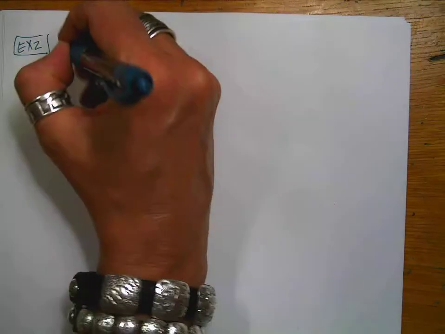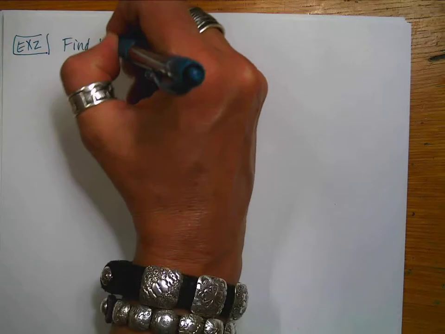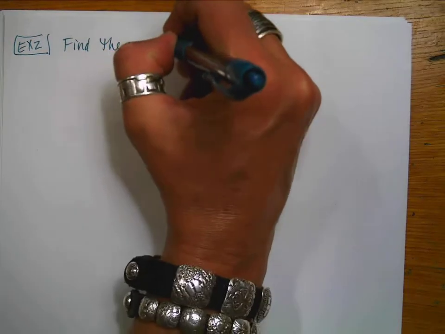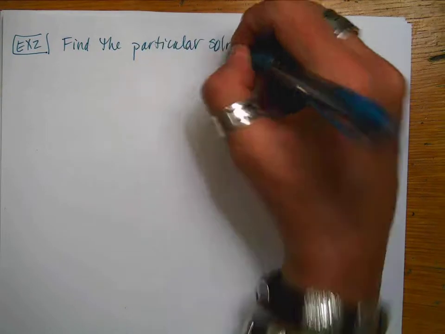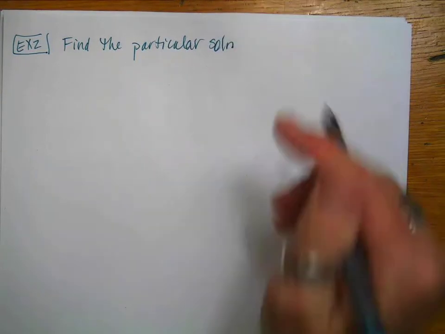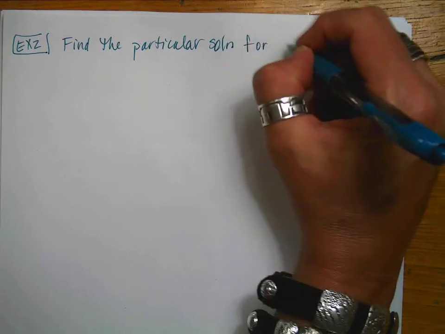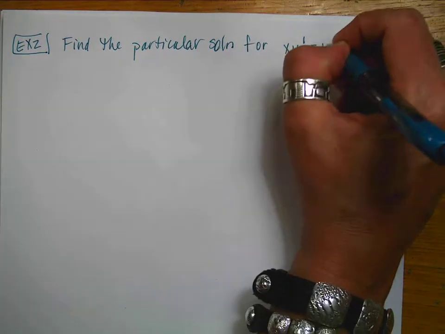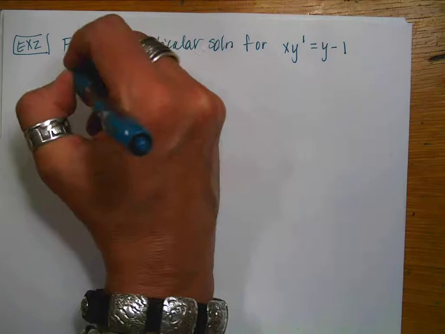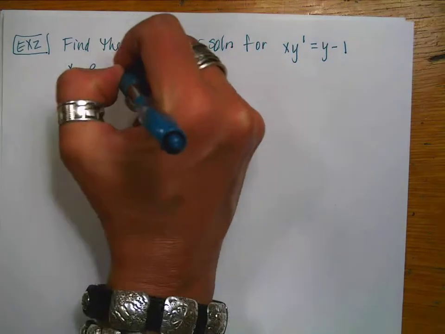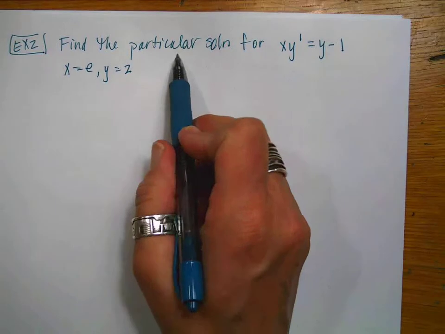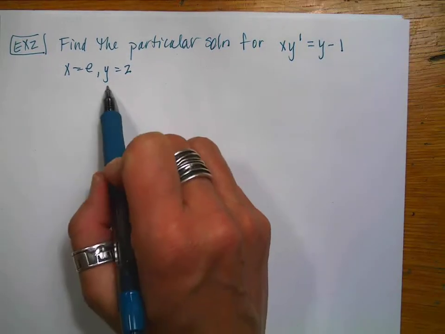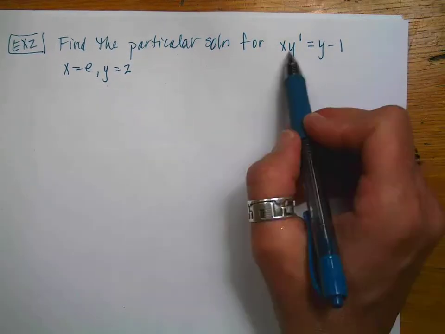Example number 2. I'm going to find the particular solution. Because I'm finding a particular solution, that means they have to give me an initial condition for x y prime equals y minus 1, and x is going to be e and y is going to be 2. Anytime they're asking you to find a particular solution, they have to give you an initial condition.